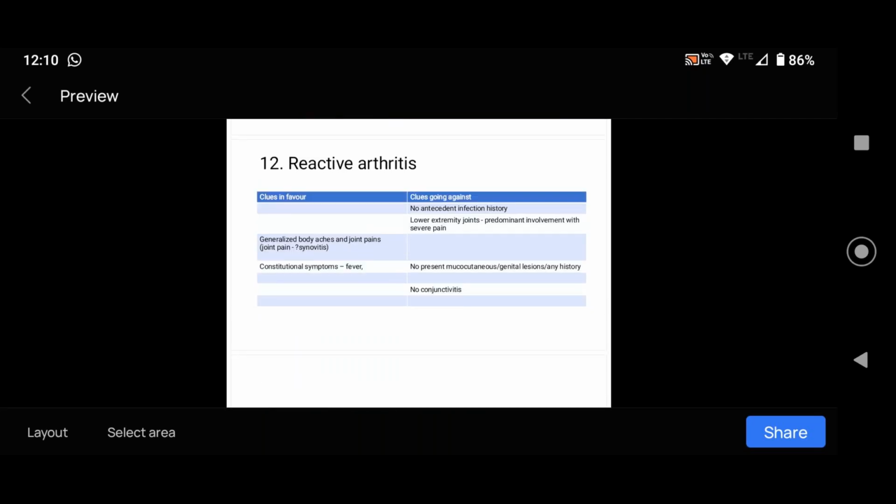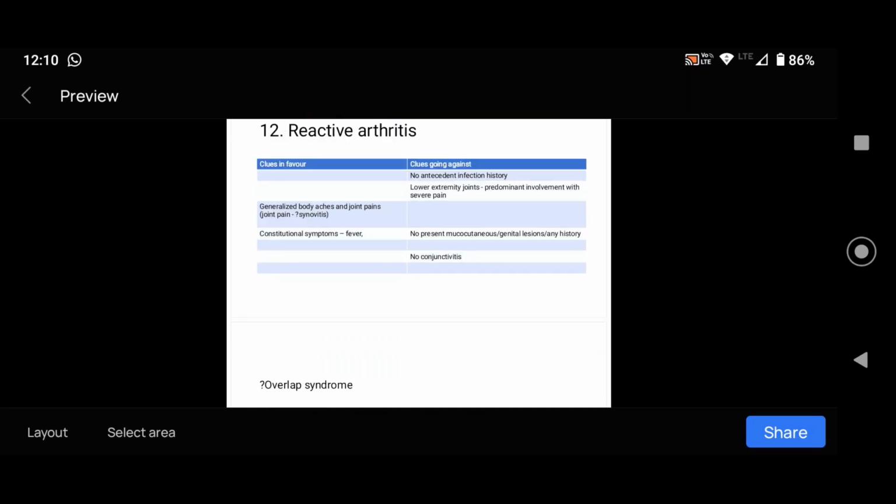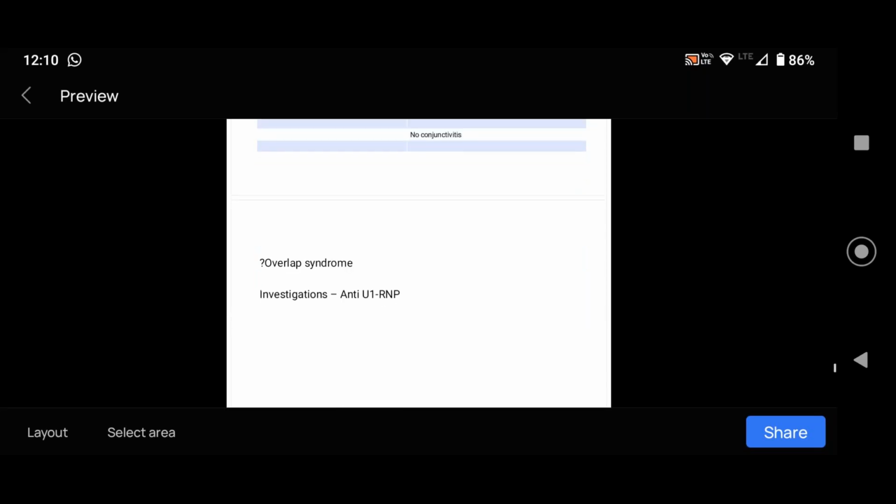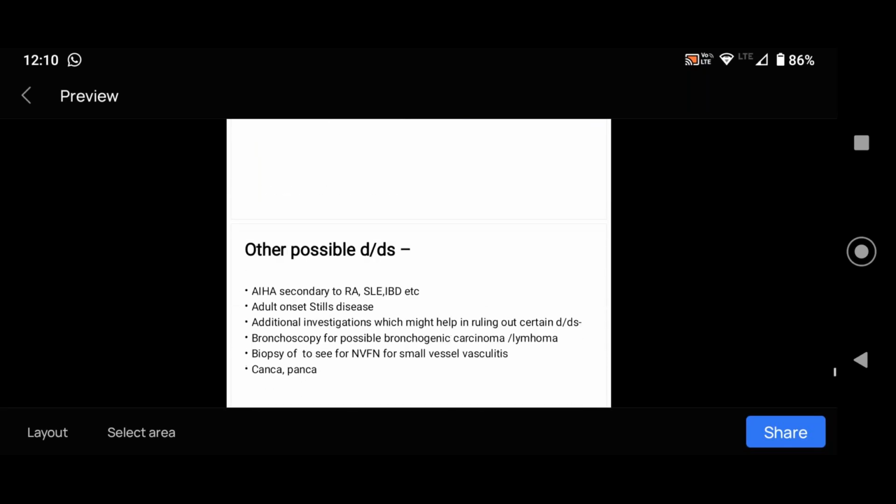Ma'am, the last one which remained was reactive arthritis, ma'am, but our patient does not have any history of any antecedent infection which would have led to it. And reactive arthritis has to happen in a temporal association with some event, and it has to happen immediately. It can't continue for a year. So this cannot be considered. All right. So what else do you have?